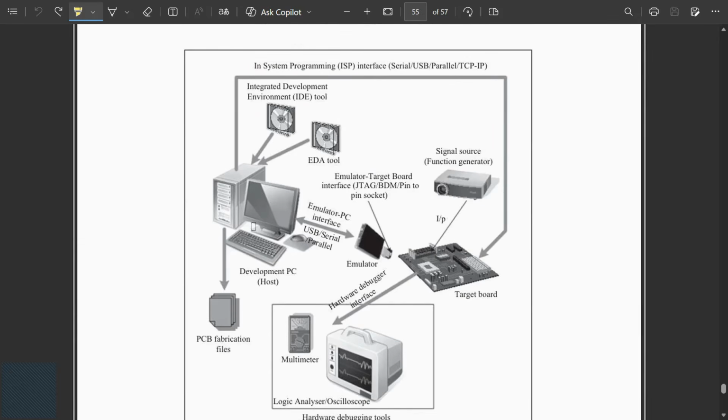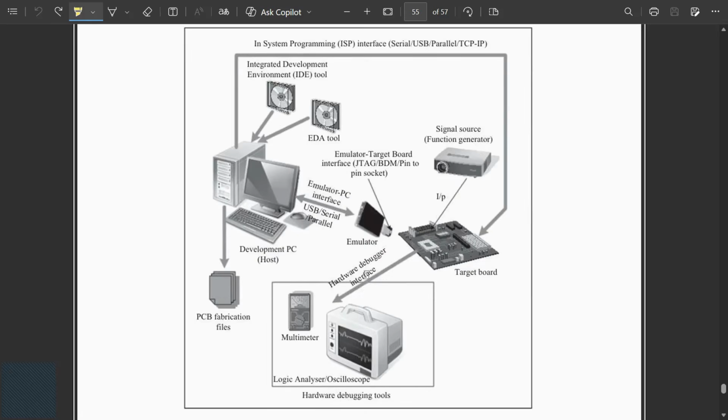Write down a development PC or a host. For that, we provide an integrated development environment tool, the IDE tool, and an EDA tool. Then we send it to a target board, where we interface it with an emulator through a PC interface using USB or serial or parallel, and that emulator is connected to the target board interface using JTAG or BDM or pin-to-pin socket. Also for the target board we provide an input signal source as a function generator, and the hardware debugger interface is given to a multimeter, logic analyzer or oscilloscope. These are the hardware debugging tools.